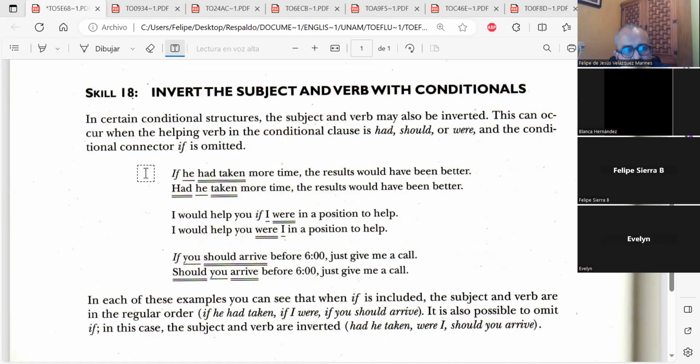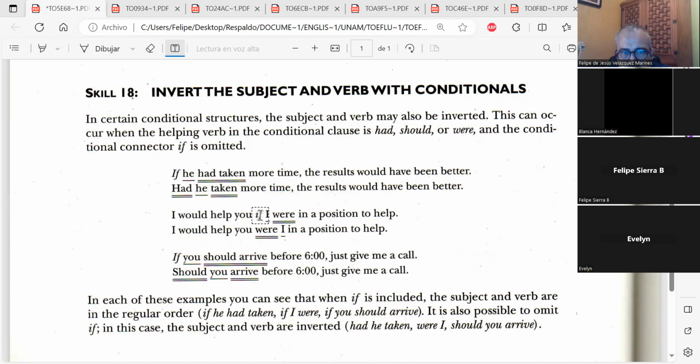Okay. So if he had taken more time, the results would have been better. Had he taken more time, the result would have been better. So third conditional, we just place had at the beginning.